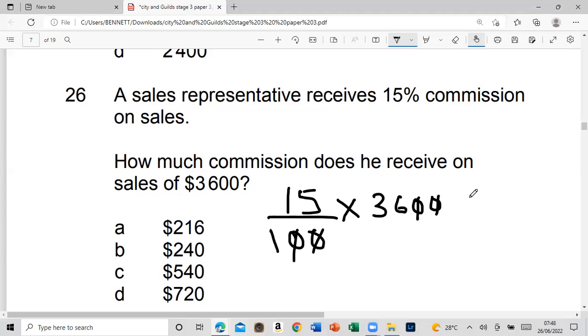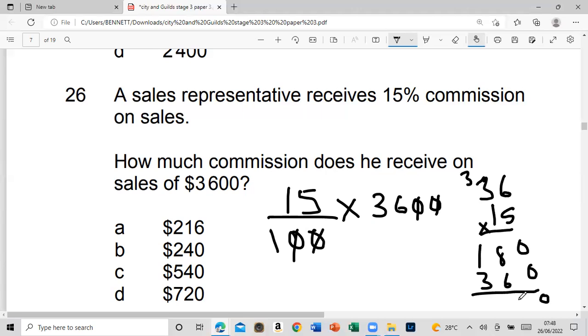All right, so it will be 36 times 50. 5 sixes are 30. 5 threes are 15, and that's 18. So that's 540.